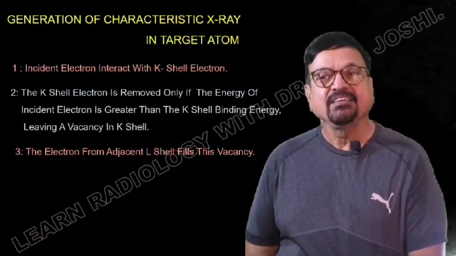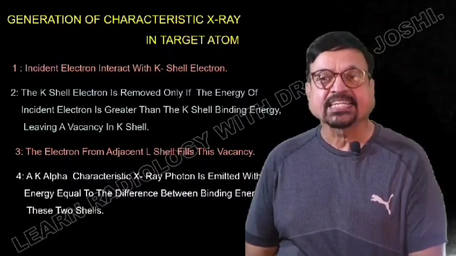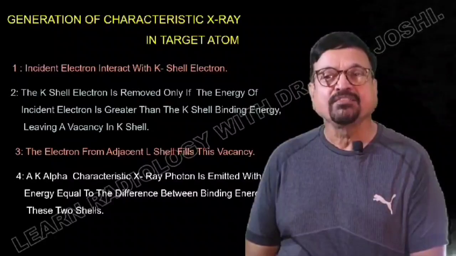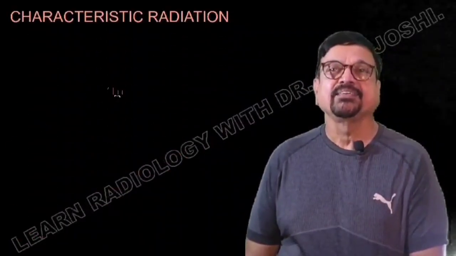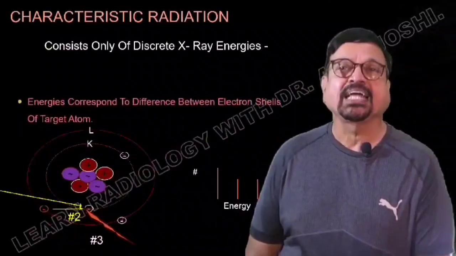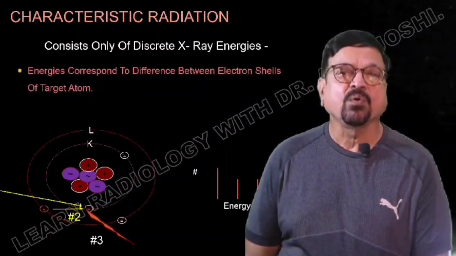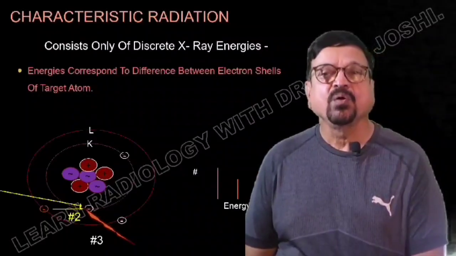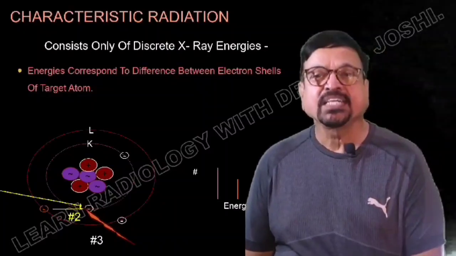Now the electron from the adjacent L shell fills this vacancy, it falls inside. Now a K alpha characteristic X-ray photon is emitted with energy equal to the difference between the binding energies of these two shells. Now here it is diagrammatically shown. Now we are seeing that the yellow one is the incident accelerated electron which hits the K shell.